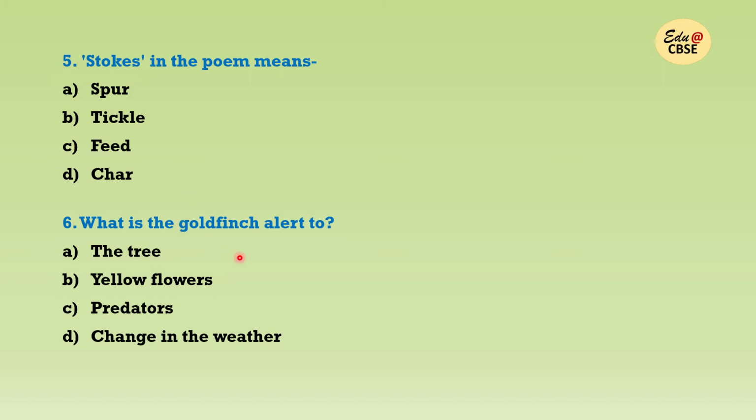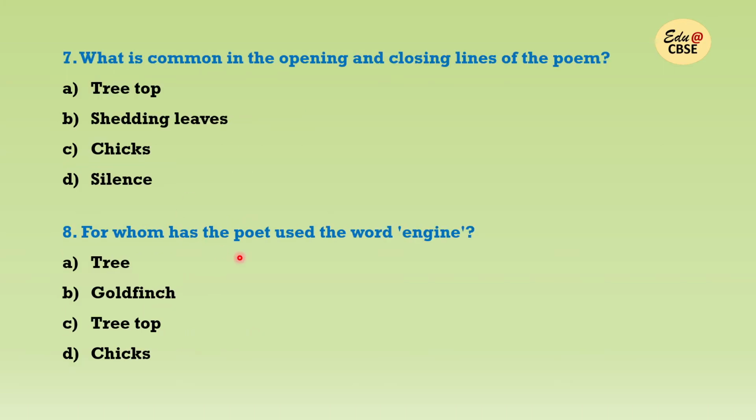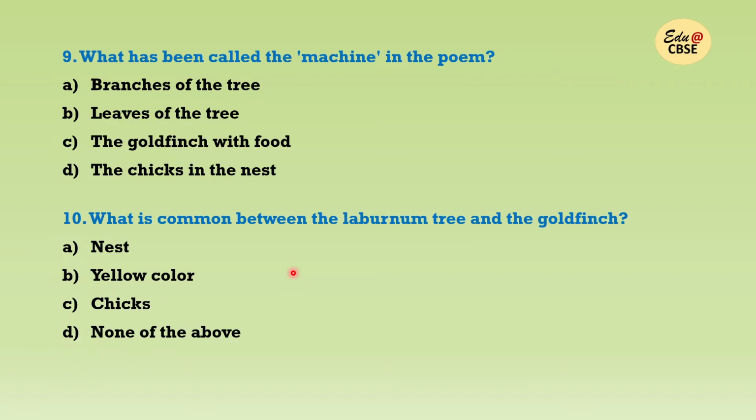What is the goldfinch alert to? So pick your answer. Seventh one, what is common in the opening and closing lines of the poem? Next, for whom has the poet used the word engine? So it is quite controversial as I told you during the explanation video also, but what actually I find is the most suitable explanation, so I have given that.